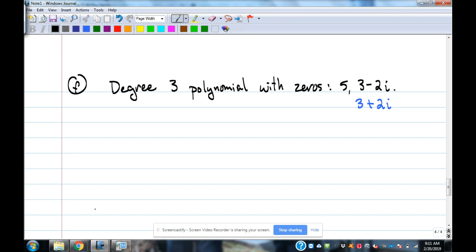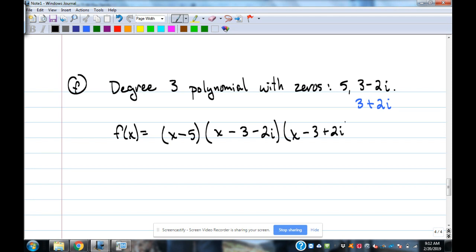So building it is exactly the same idea. So we're taking a polynomial, degree 3, so we get the zeros. We know the zeros are 5, so that's x minus 5 as a factor. And then the zeros are 3 plus 2i and 3 minus 2i. So we have x minus 3 minus 2i, x minus 3 plus 2i. Set them up that way.